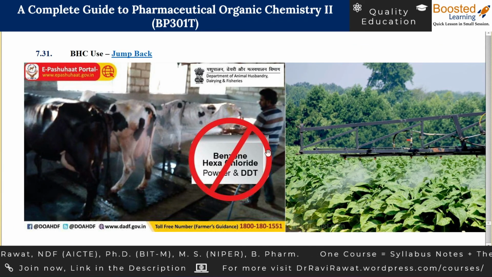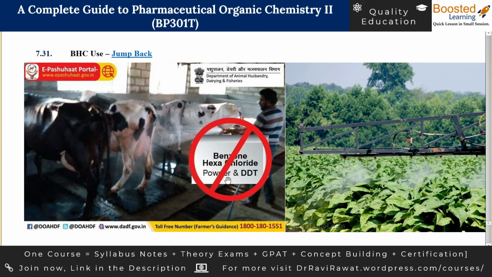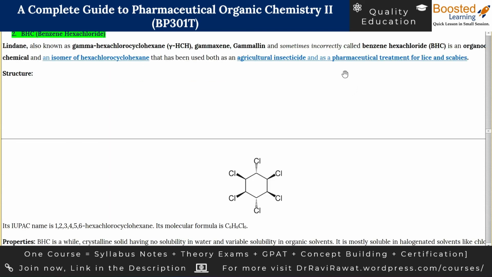But this is also banned now. BHC got banned in the year 2009. In the year 2004, DDT got banned and BHC got the same fate in 2009, because this BHC compound is carcinogenic, it causes cancer in humans as well as animals. That is why it was banned. You can see that it finds application as an insecticide in agricultural use, but again it is banned. It is used only as a pharmaceutical treatment in a very small quantity for the treatment of lice and scabies.